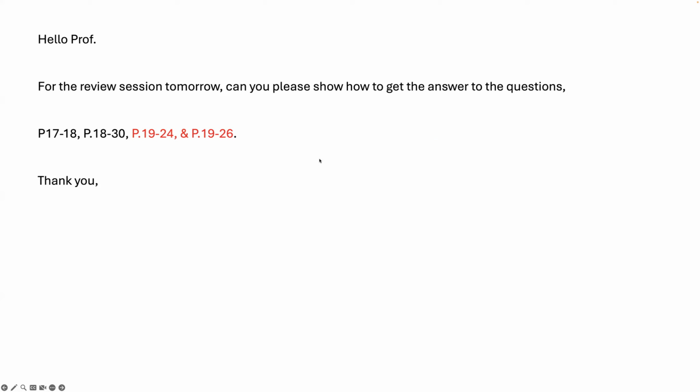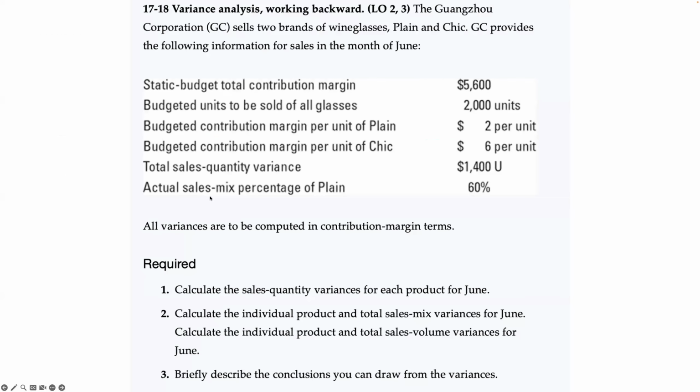Okay, so this student was asking me to go through some questions here. So I will do the first two. So this is a question. It's about the variances: sales quantity variance, mix variance, volume variance.